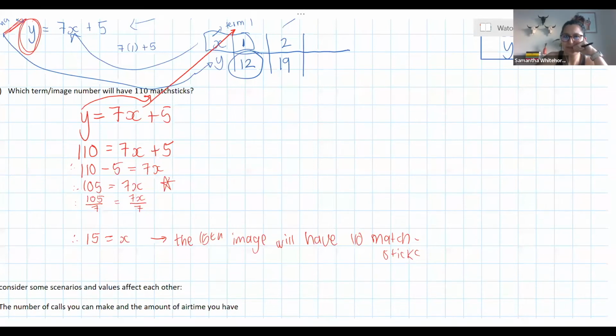Ma'am, I just wanted to ask, where do you get 110? That was from the original question where it said which image will use 110 matchsticks. So I gave that to you in the question. Okay, ma'am. Thank you. So I would give you that value. Okay, ma'am. Cool.